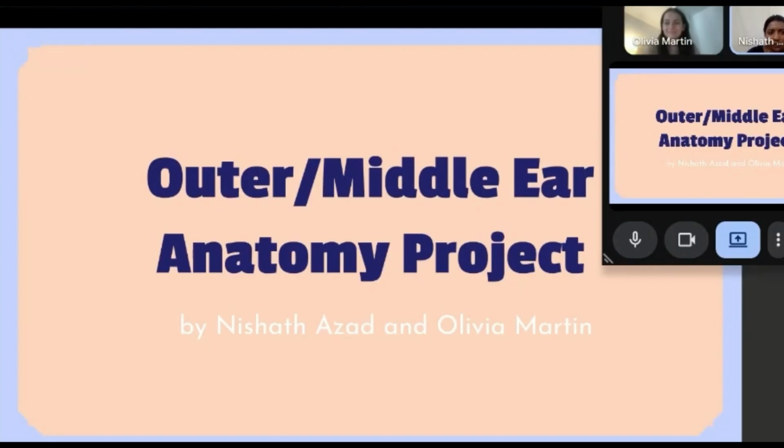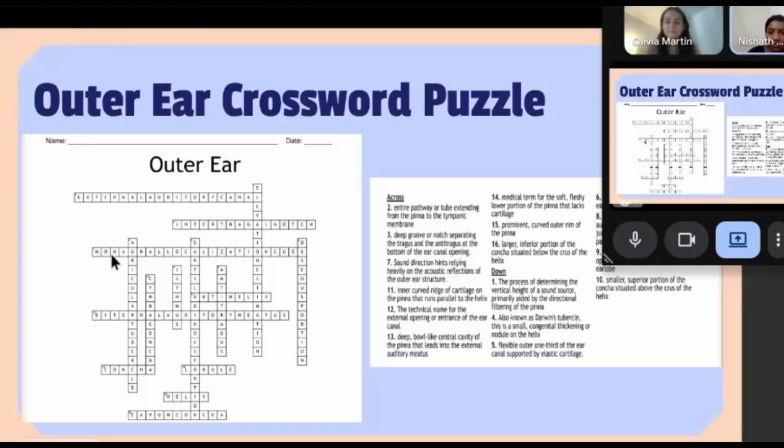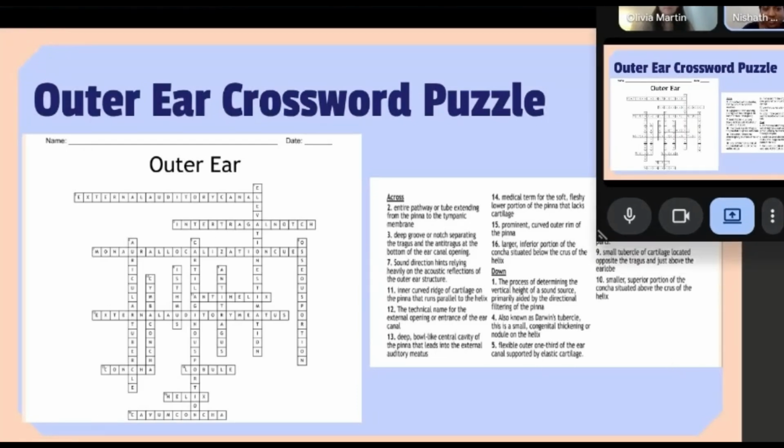Okay, cool. So we actually broke up each part of the ear into different crosswords. Here I created the first puzzle. This one goes over all the different terms relevant for outer ear. There are around 18 in total. And then for the next page, we've got the middle ear. I'll let Olivia talk about it.